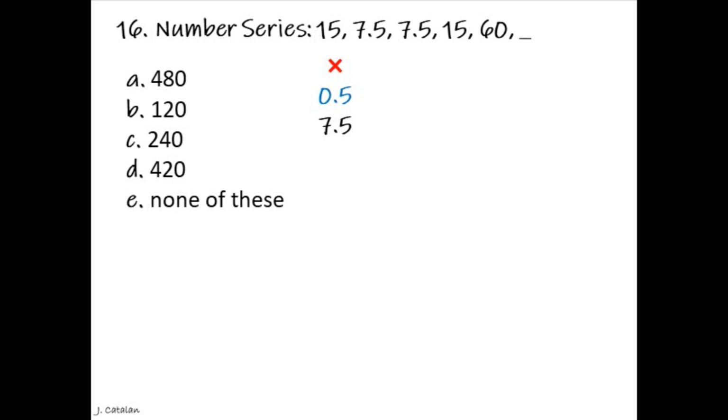Now we will use 1 as our multiplier. 7.5 multiplied by 1 is equal to 7.5. To have a result of 15, we must multiply it by 2. 7.5 multiplied by 2 is equal to 15.